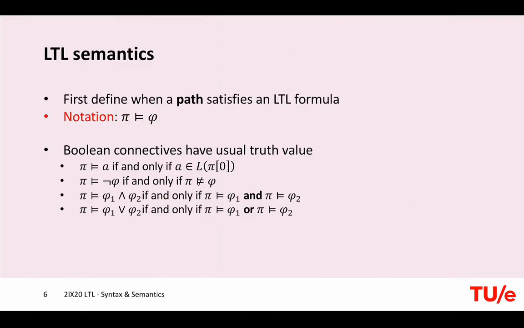Now if we look at the Boolean connectives, then they really have their usual truth value. So a path pi satisfies atomic proposition A if and only if A is in the labeling function of the first state of that path. What's important to note here is that the paths that we use are paths in a given Kripke structure. So any path is just a sequence of states, for instance, pi equals S0, S1, S2, S3, and so on. So in this case, if A is in the labeling function of pi 0, then what we really mean is that A is in the labeling function of S0 if the path starts with S0.